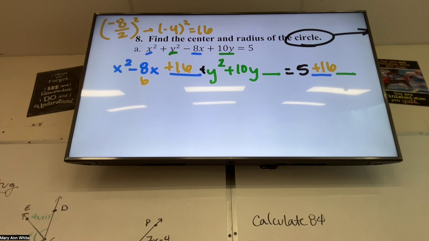I also have to do that for my y's. What's my b for my y's? 10. 10 divided by 2 squared is 5 squared equals 25. So I'm going to add 25 to both sides.